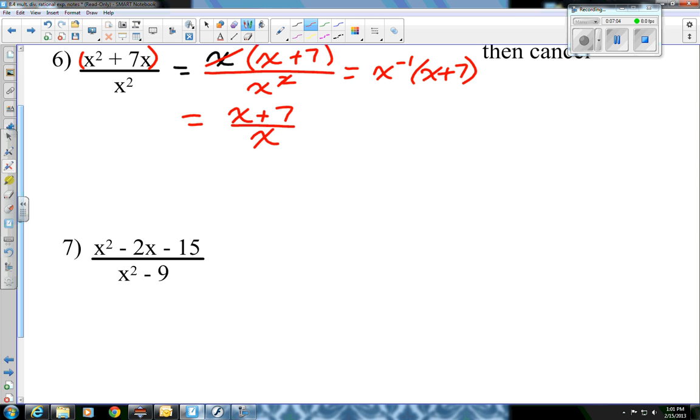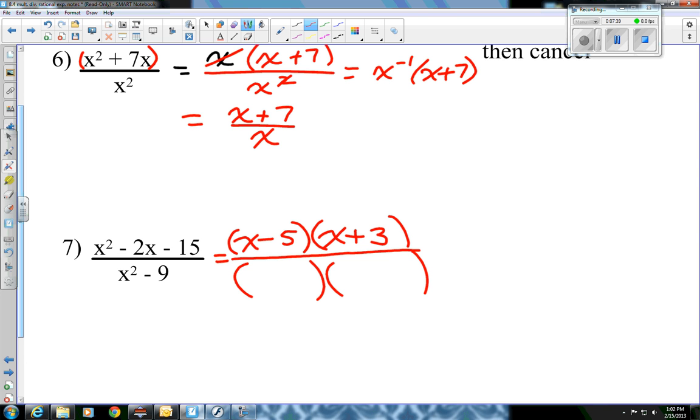Okay, so next one. Always factor first. So let's look at factoring the top. When I'm going to factor a trinomial, I need 2 sets of parentheses. So on the top, this is an x squared, so I have an x and an x. It's a negative 15, so I have a minus and a plus. Okay, what two numbers are going to work there? 3 and 5. Negative 3 and 5. Other way. Negative 5 plus 3, because negative 5 plus 3 is a negative 2. Negative 5 times 3 is negative 15.